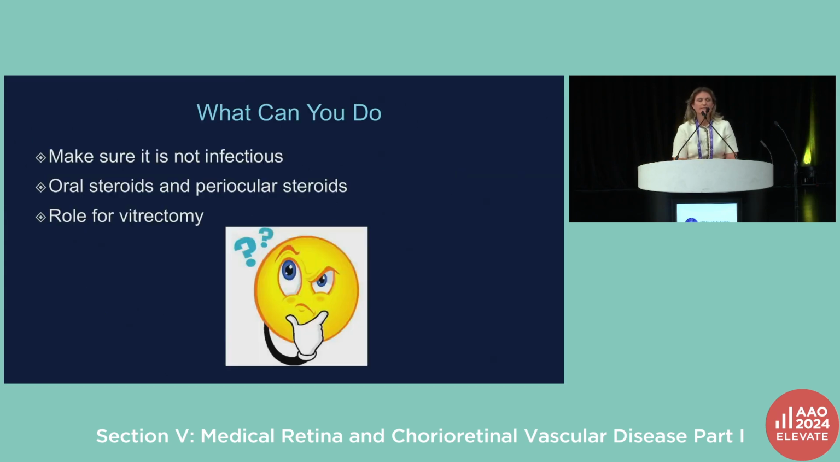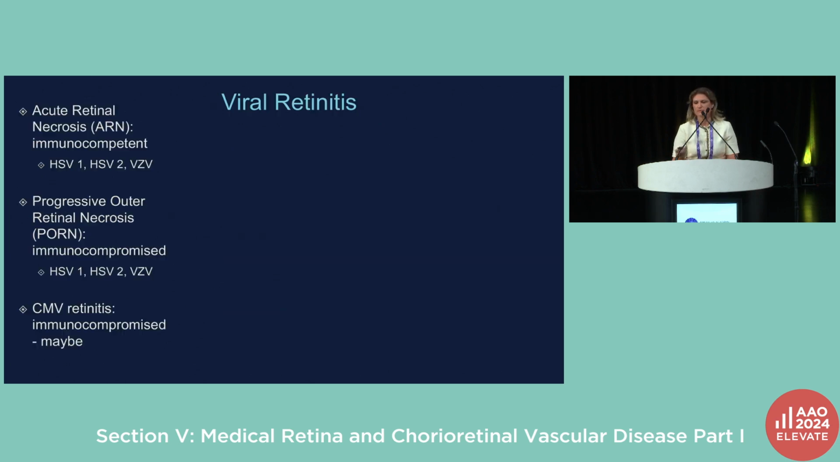So what do we do? I wish I had the answer for you. I wish I had the silver bullet. The biggest thing you can do is make sure that you're not missing anything else, so you make sure it's not infectious. You can do oral steroids and periocular steroids. Because you really don't know, I would not inject intravitreal steroids of any sort, because unfortunately I've been an expert witness, not personally involved in lawsuits, for people who've injected steroids in toxoplasmosis eyes, injected into syphilis eyes. So just be very, very careful with that. You can always stop the drops, use oral steroids, and then there is a possible role for vitrectomy.